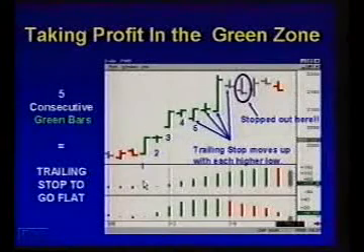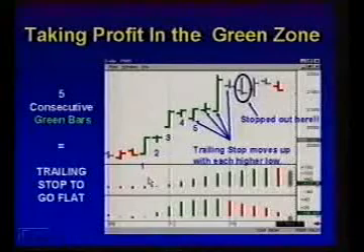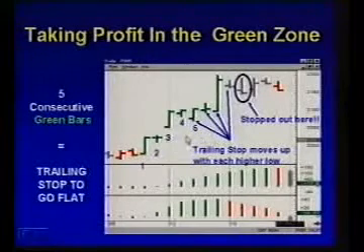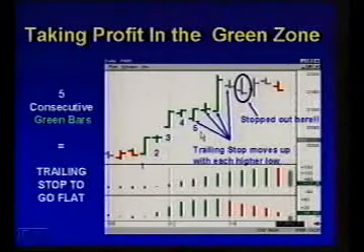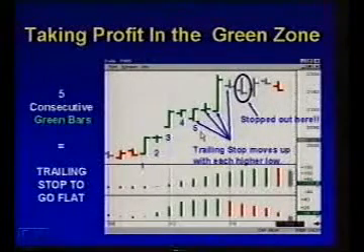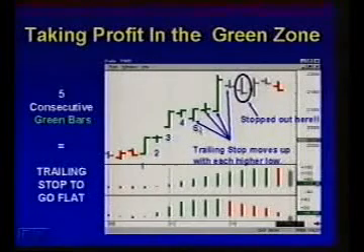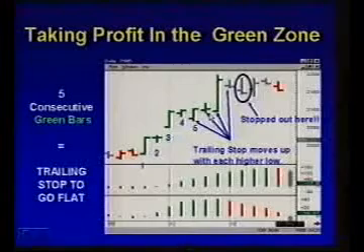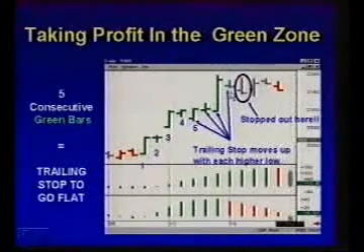Okay, so let's review that one more time. You have 5 consecutive green bars, 1, 2, 3, 4, and 5. Then after the 5th consecutive green bar, we will not add on anymore, and we will now place a profit-taking stop, or a protective trailing stop, 1 tick below the low of each bar.